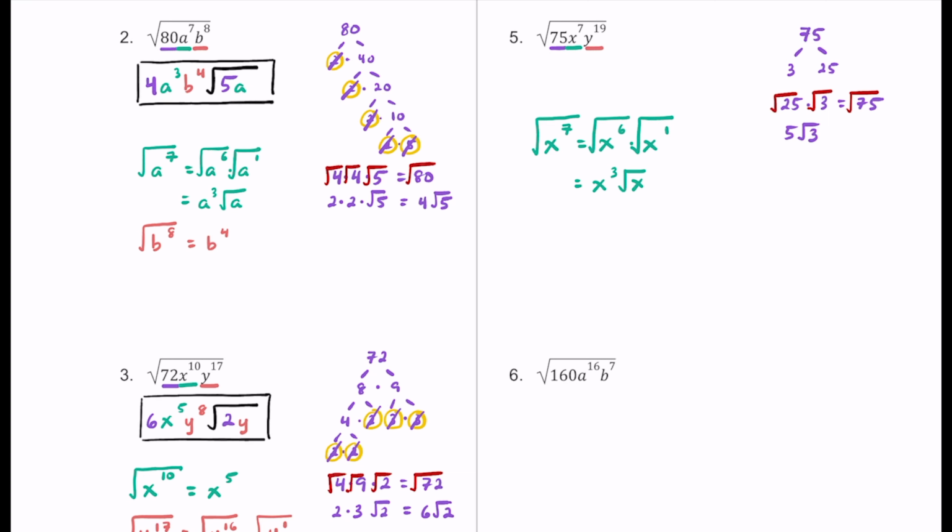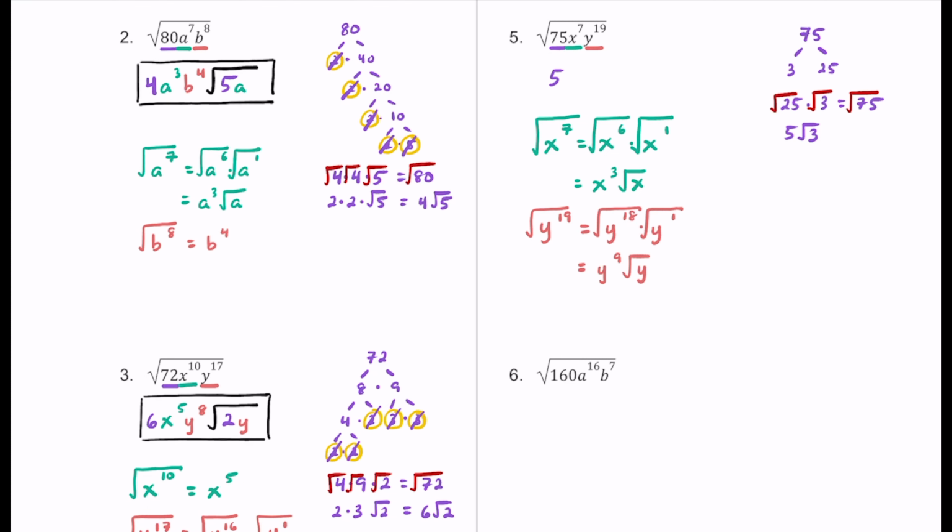And then we have this y to the 19th power. So that's also an odd exponent. So y to the 19th, if we take away 1, is y to the 18th times y to the 1st power. So the square root of y to the 19th is the same thing as the square root of y to the 18th times the square root of y to the 1st. The square root of y to the 18th is just y to the 9th. And then we still have this extra y that's stuck inside here, right? So what got to come out? Well, we have the 5, we have the x to the 3rd, and we have the y to the 9th. Those are the three things that were perfect squares that could come out.